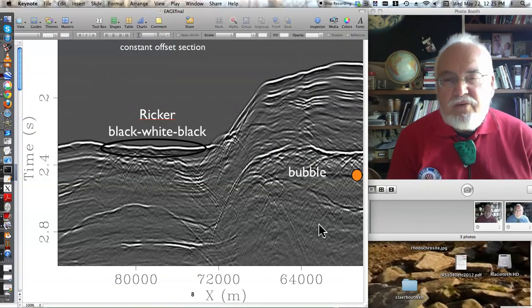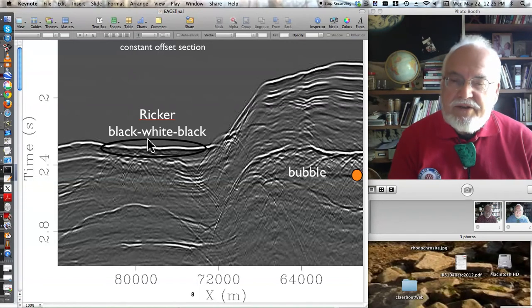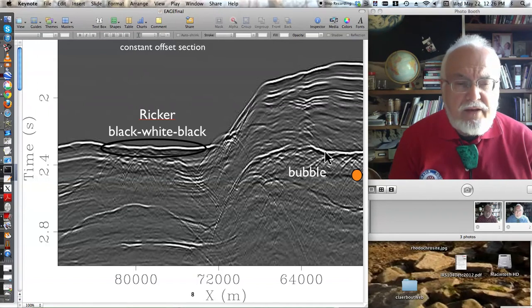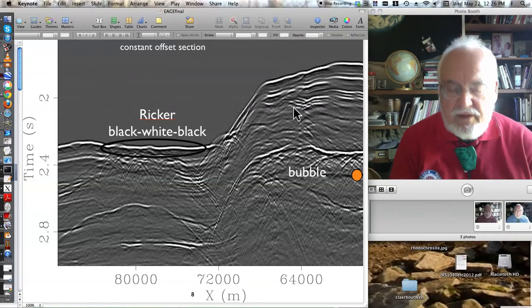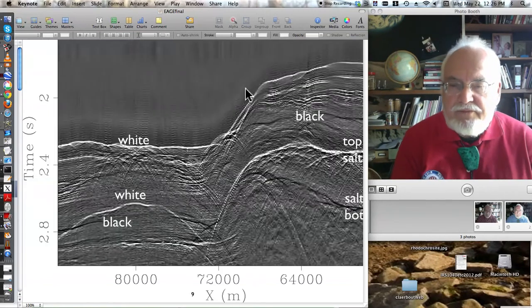Okay, so here we have a constant offset section, and what you see here is a Ricker wavelet. That's black at the onset, white just after the onset, and then black after that. And here you have the top of the salt, black, white, black. And here you have the bottom of the salt, you can almost see white, black, white. Here you have a bubble that's going to go away as a byproduct of deconvolution. So let's see what happens.